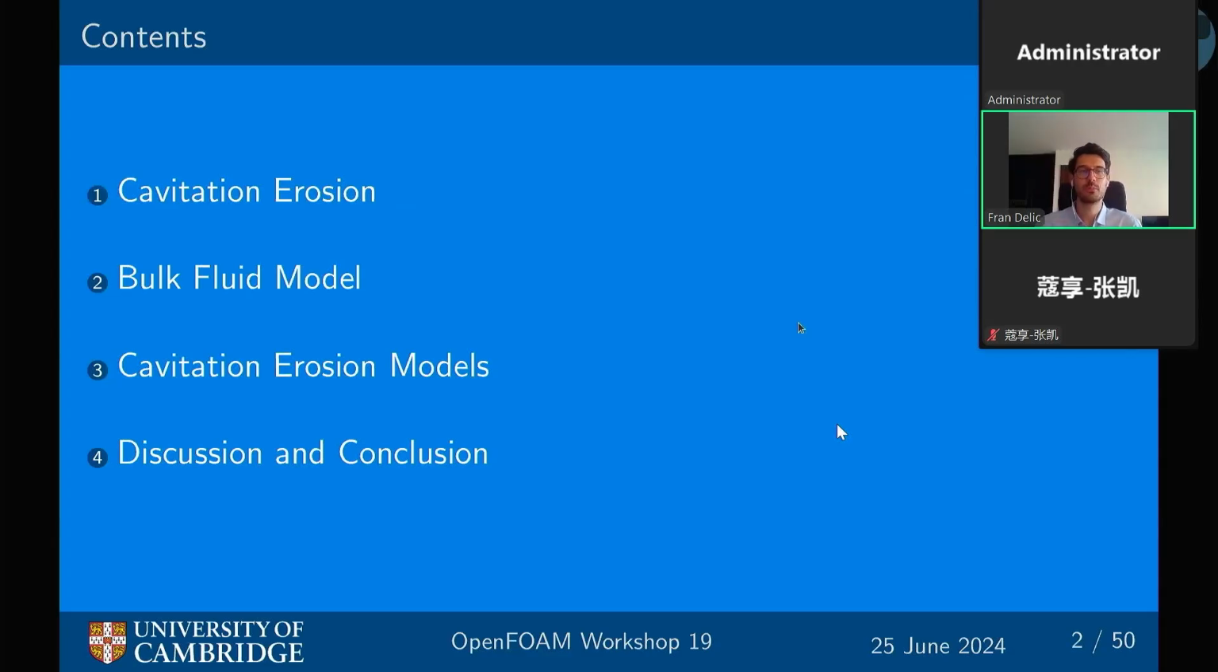I'll start off by briefly going over some basics of cavitation erosion. I'll spend the bulk of the time on the modeling of the bulk fluids. Next, I'll go to cavitation erosion modeling, and lastly, I'll finish up with a discussion and conclusion.